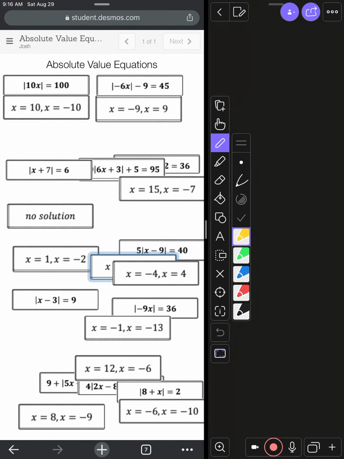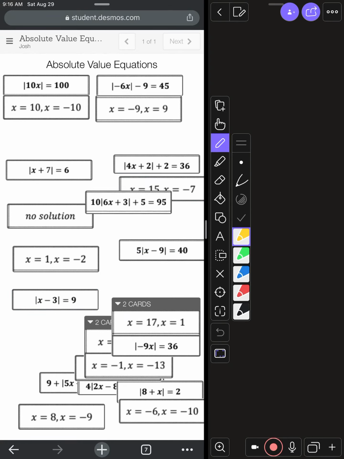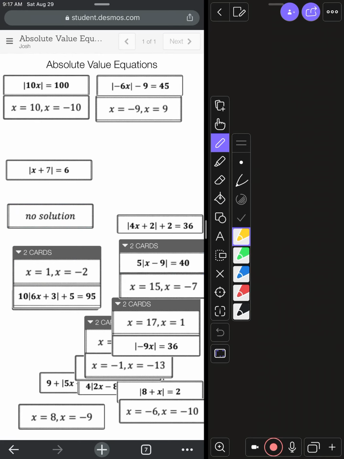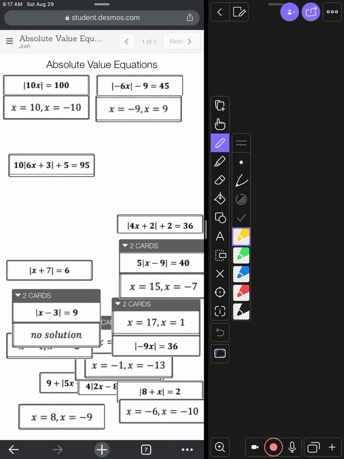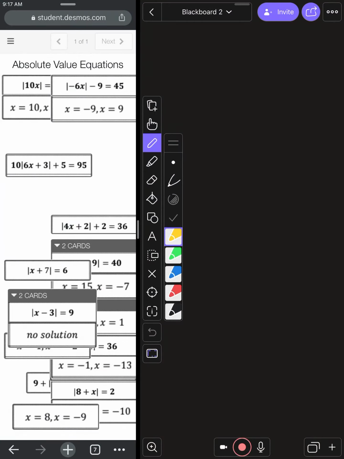Okay, so let me pick a harder one. This one right here. Okay, so I'm going to clear some space. I'm going to solve that: 10 times the absolute value of 6x plus 3, plus 5 equals 95. Again, the explanation is going to be a little bit quicker.